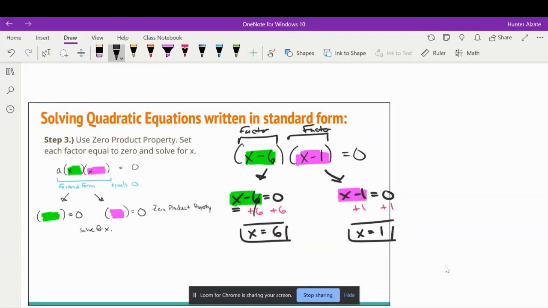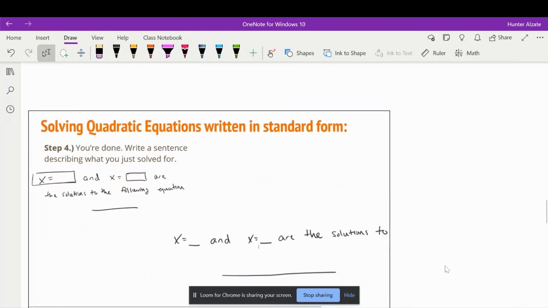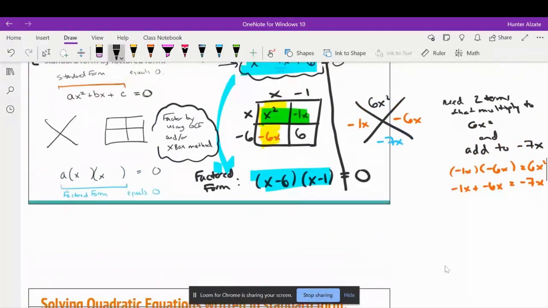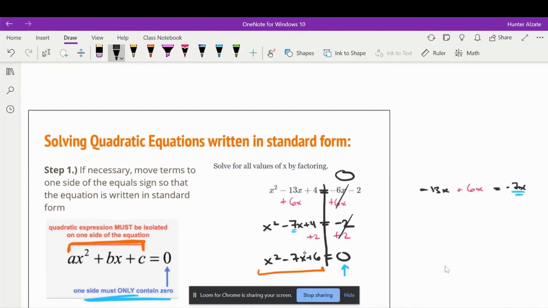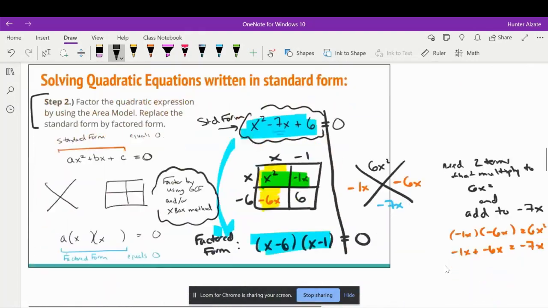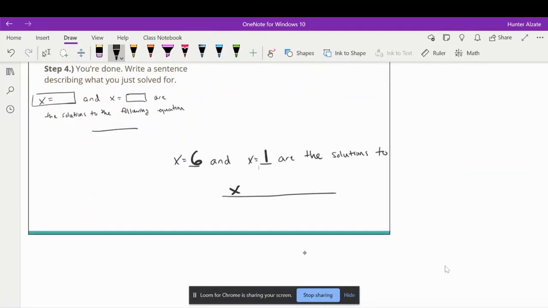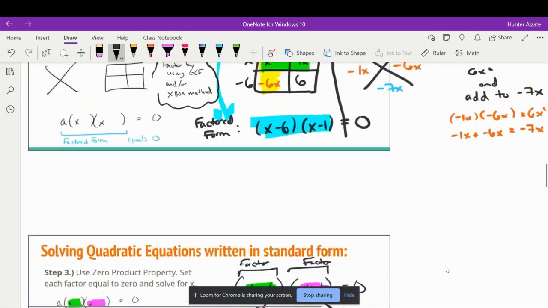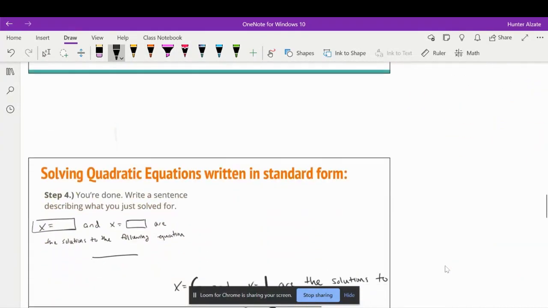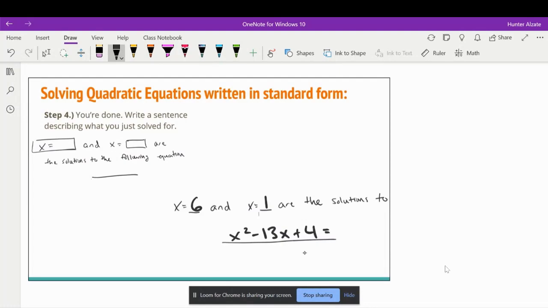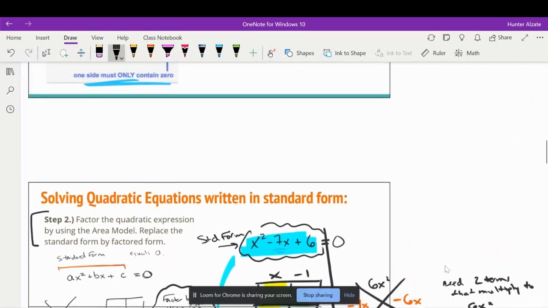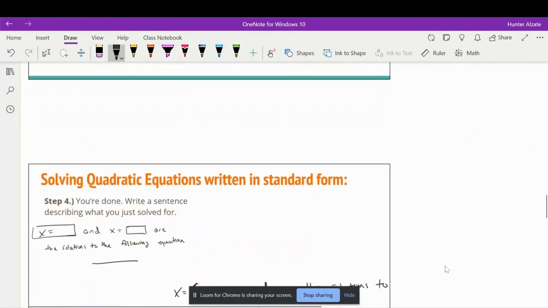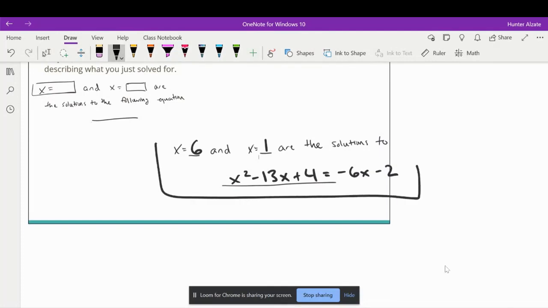And then I really just want to make sure I remember what I'm even solving. So I'm going to write a complete sentence. X equals 6 and x equals 1 are the solutions to, what was the original equation we were trying to solve? It was this one up here. So that's x squared minus 13x, what else was it? Plus 4 equals negative 6x minus 2. Was that it? Yep, that was it. And that's your final answer.